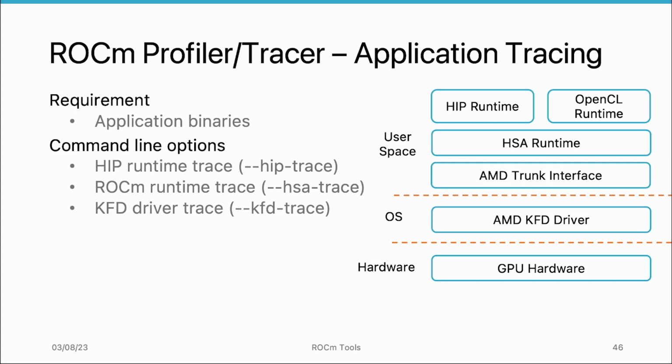For instance, if we use the hip trace option, we will trace the user space level where the HIP runtime is located. Using the HSA trace option, we'll trace the level where the HSA runtime is located. On the other hand, the KFD trace option allows us to trace the AMD KFD driver level. In general, tracing at a higher level allows users to easily associate the tracing results with the source code and identify the source of the issue, but tracing at a lower level provides more detailed information.